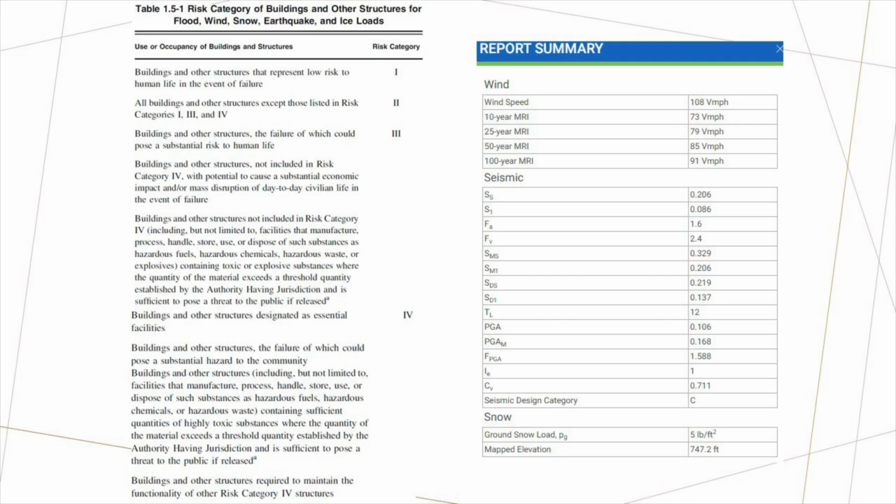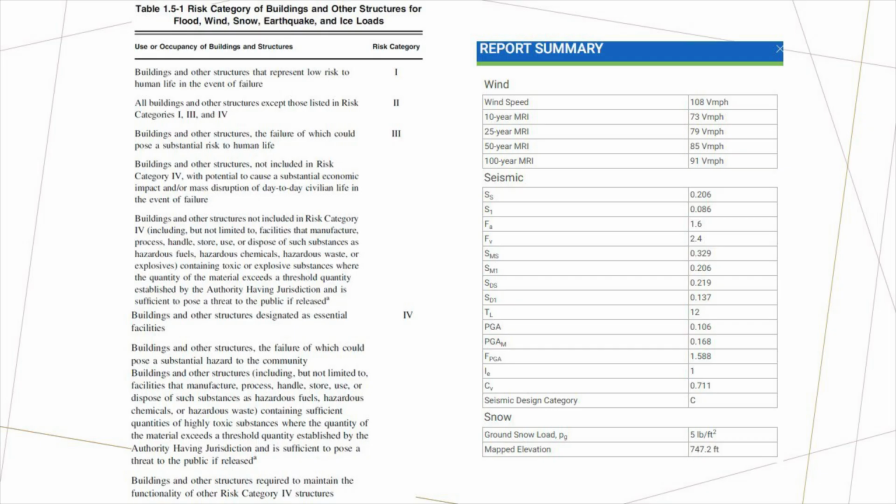Once the applicable codes are established, we determine the building's risk category, which is based on use and occupancy. Restaurants such as Chick-fil-A are usually risk category 2, whereas essential facilities such as hospitals are typically risk category 4. The risk category influences importance factors in wind, snow, and seismic design.